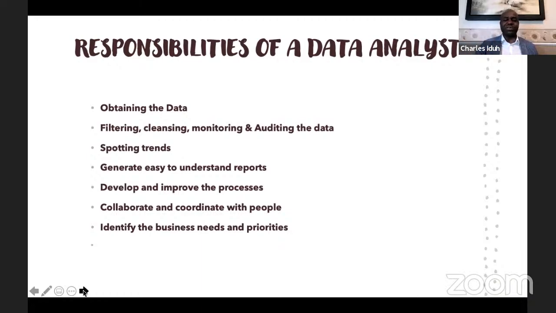So one of the skills that you must develop is interpersonal skills. You must develop good communication skills, the ability to communicate effectively. All these you will learn during this training. We call them soft skills, all right? Identify the business needs and priorities. In other words, when you look at the data, even though they've given you business requirements, you're able to look at it and say, I think the business needs this and this.